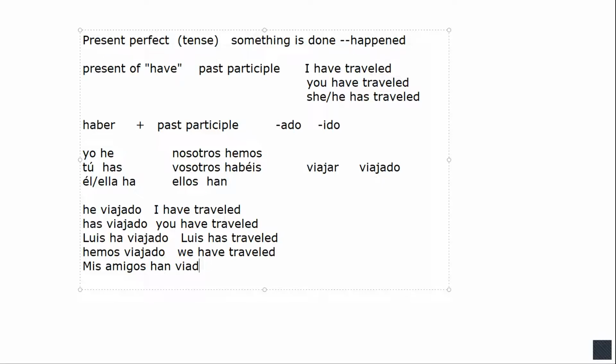So this viajado, once you know the form is viajado, it's always viajado. Always. What gets conjugated is the have. The has. The have. That's what gets conjugated.